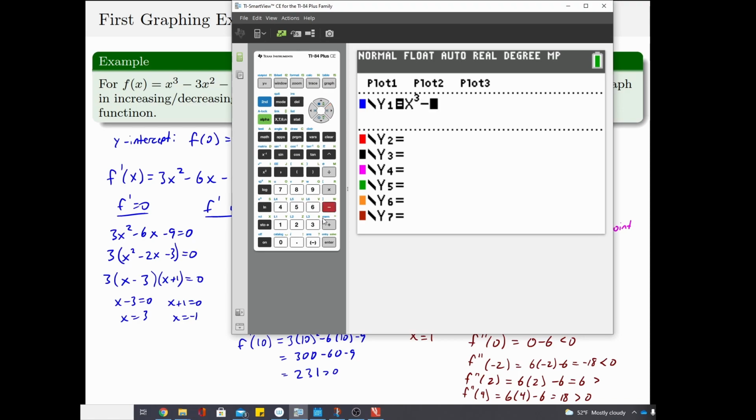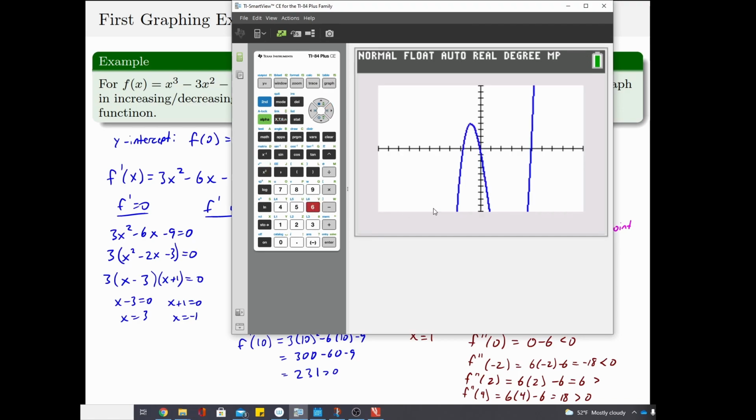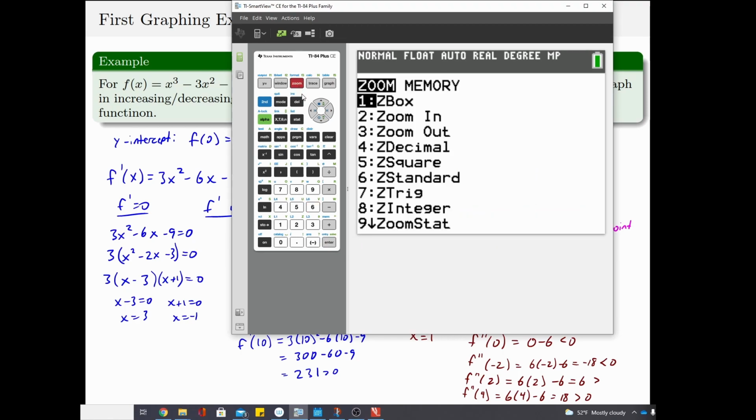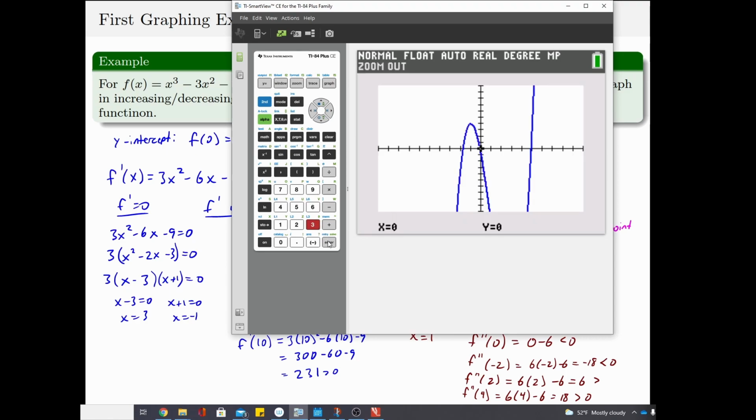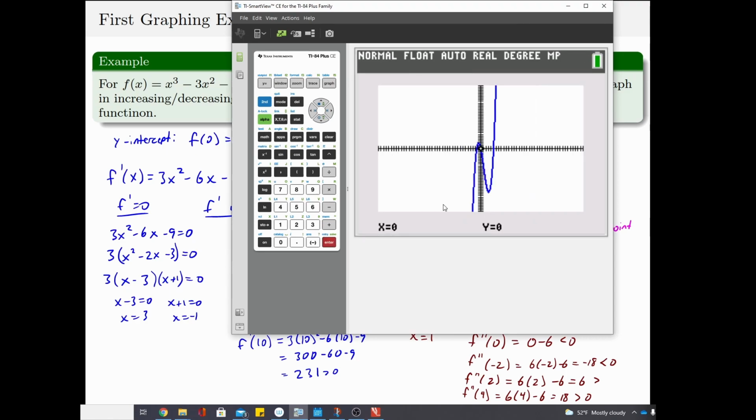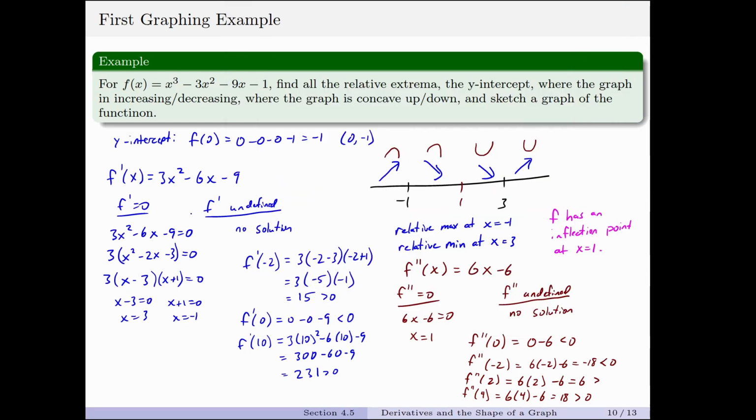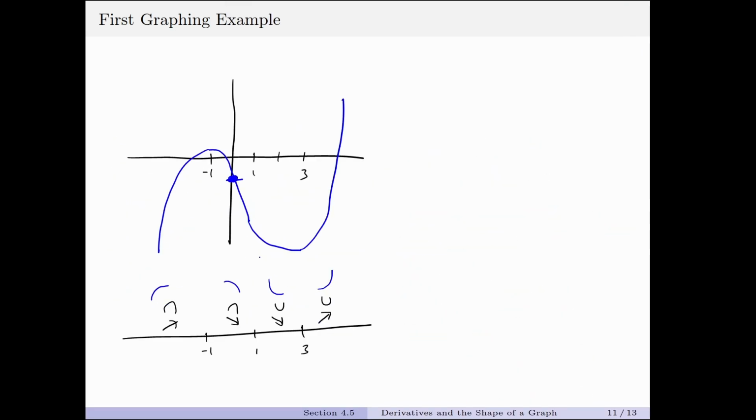And let's just see how we did. Okay, so some of this is off of my screen a little bit, so I'll zoom out. And you can see, yeah, this is kind of the shape that we have. Comes up, down, and back up again.